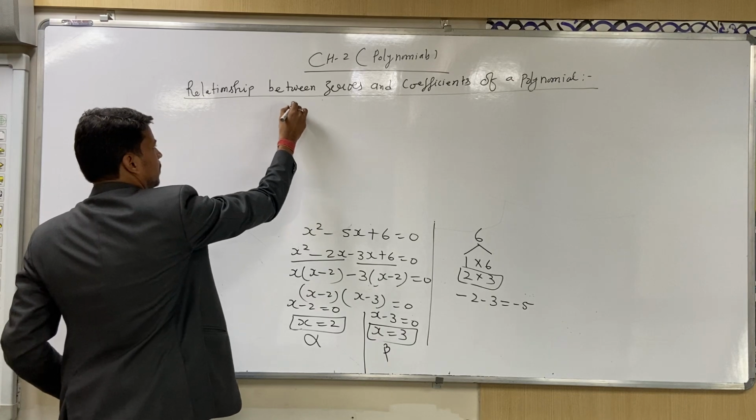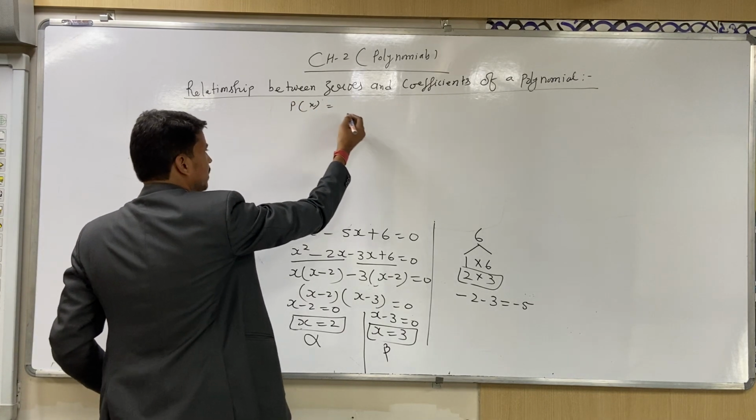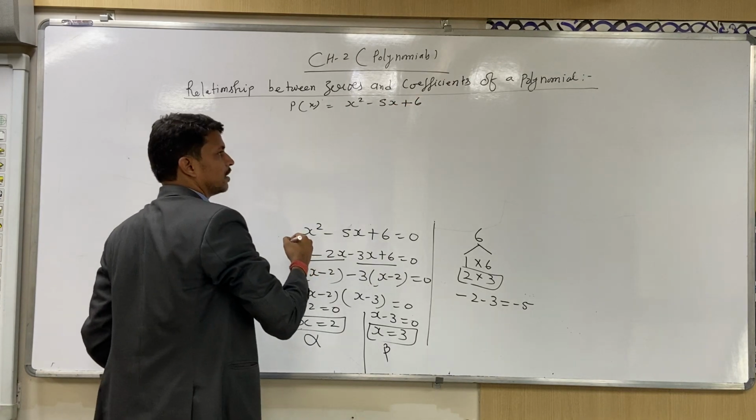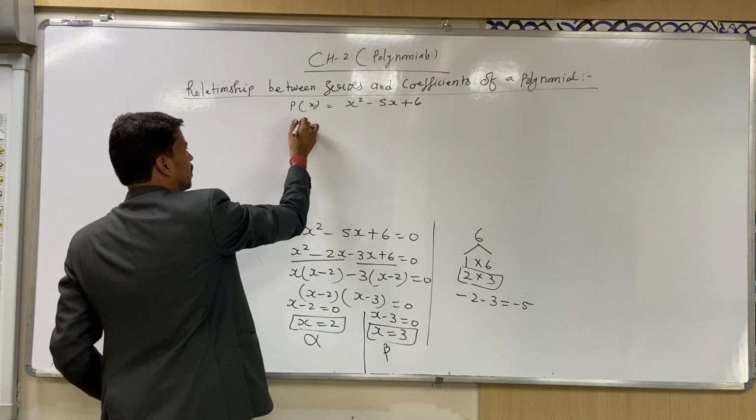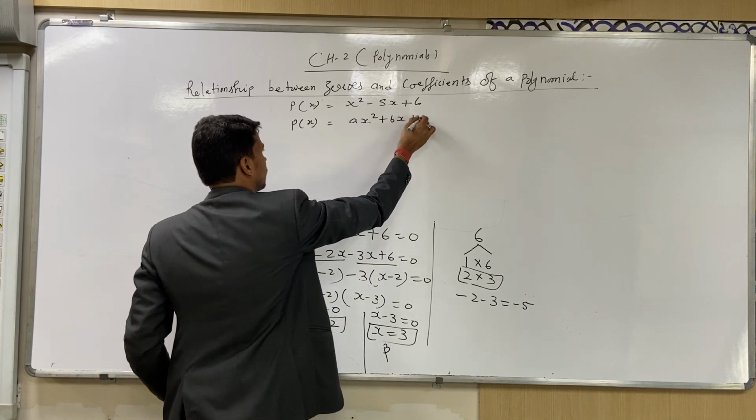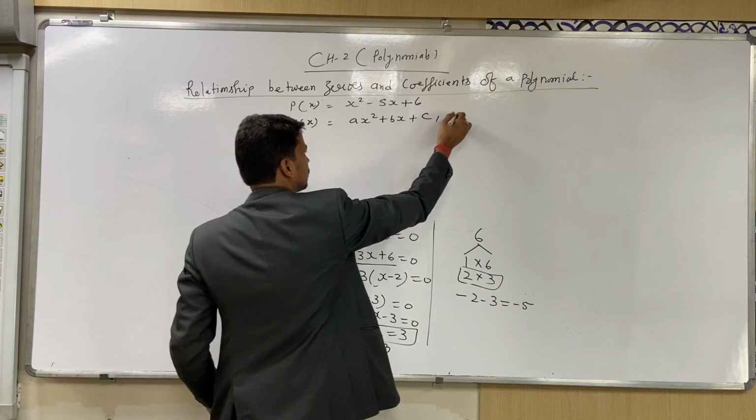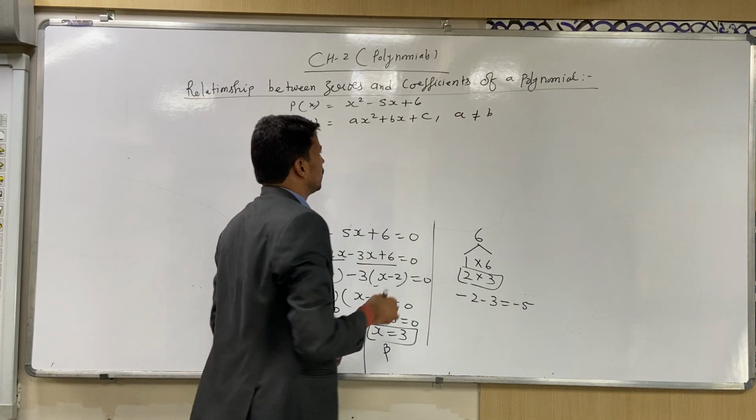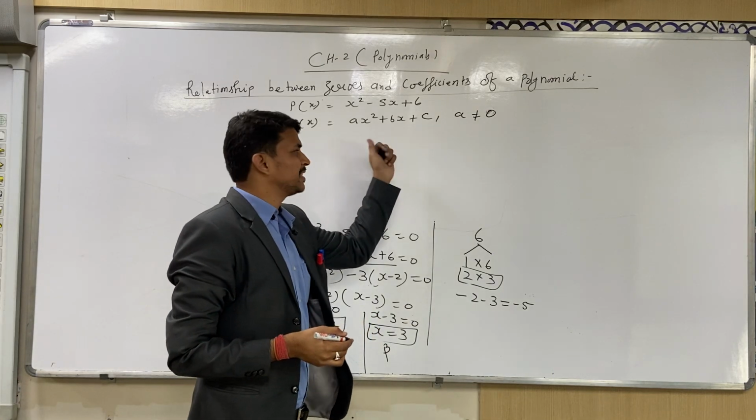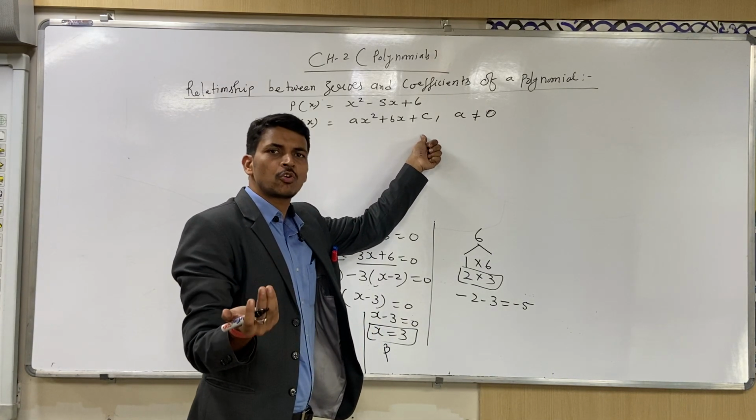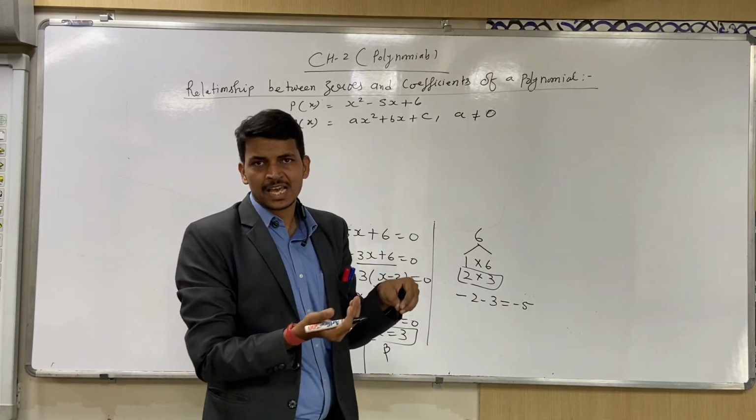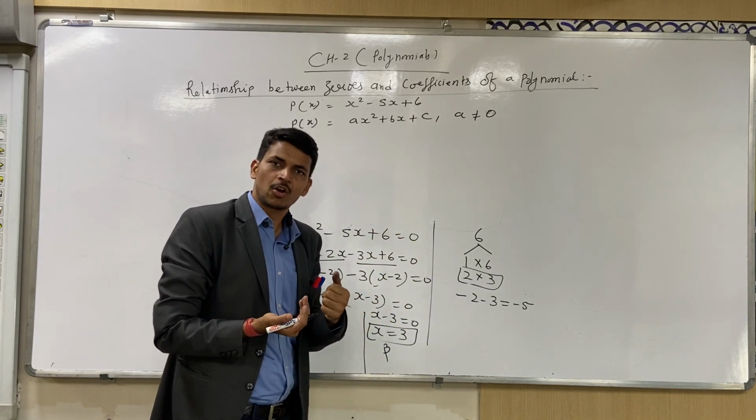Let me take the polynomial again, everyone. Just observe carefully. That is x square minus 5x plus 6. We know the standard form of a quadratic polynomial is ax square plus bx plus c, where of course a is not equal to 0, and a, b, c are constants. Basically a, b, c are what we call arbitrary constants, because we don't know what values they have.